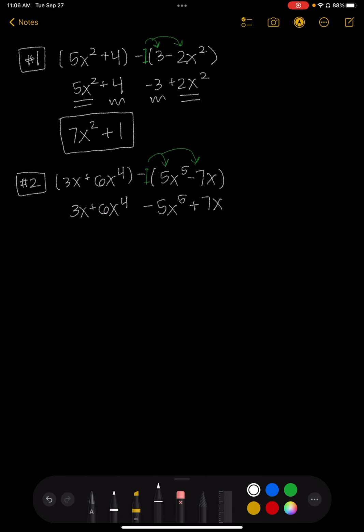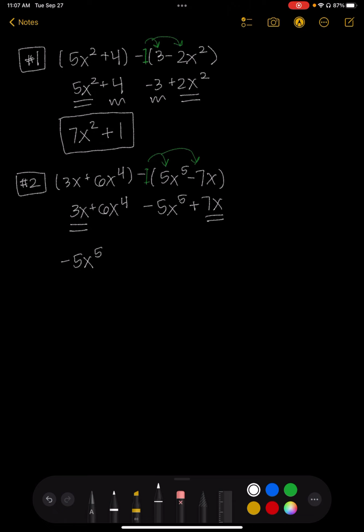And now we can combine like terms. In this case, we only have one set of like terms, which is the 3x and the 7x, because they both have x's on them. The 6x to the 4th and the 5x to the 5th aren't considered like terms because they have different exponents. So when we write our answer in standard form, we start with the highest exponent, which is x to the 5th. So we're just going to rewrite -5x to the 5th. And the reason why I can do that is because there's nothing else that I combine it with. So I just rewrite it.